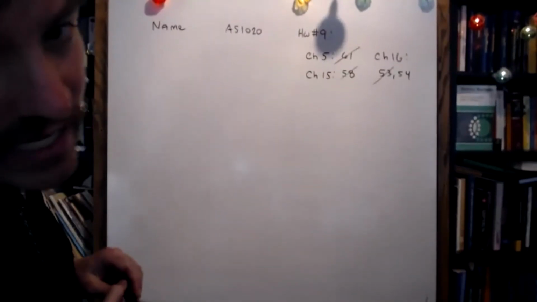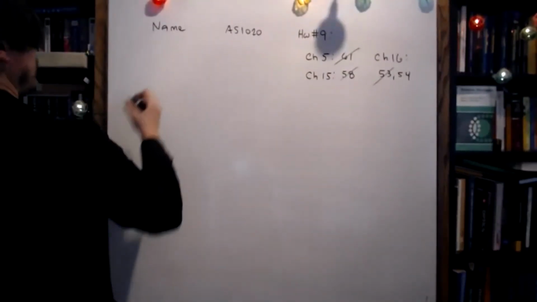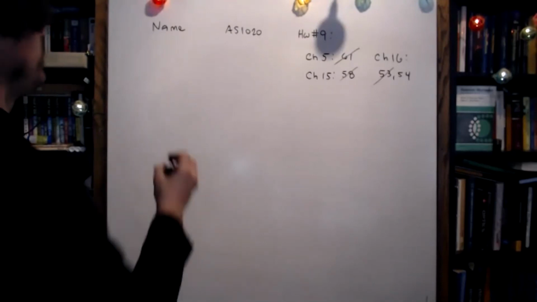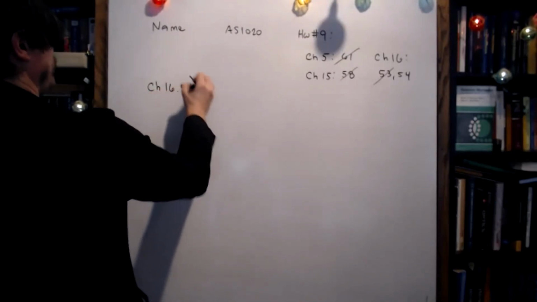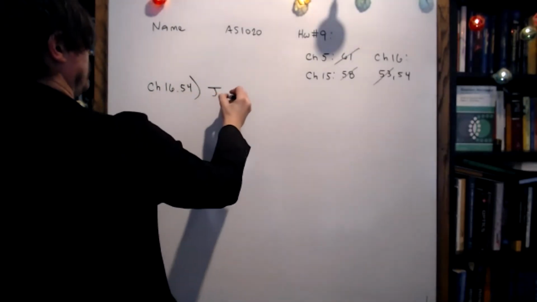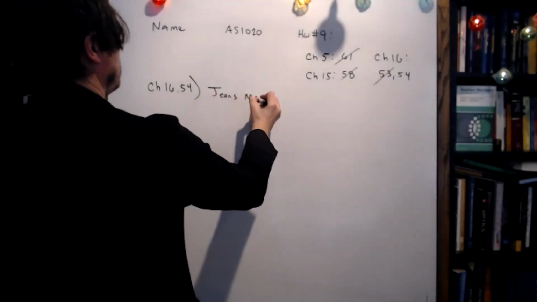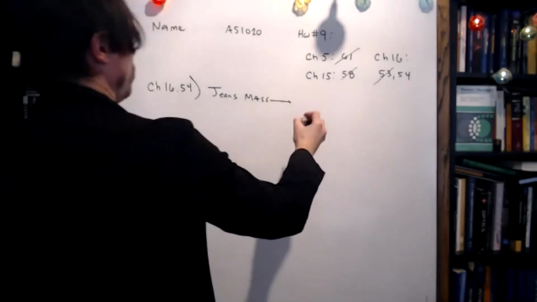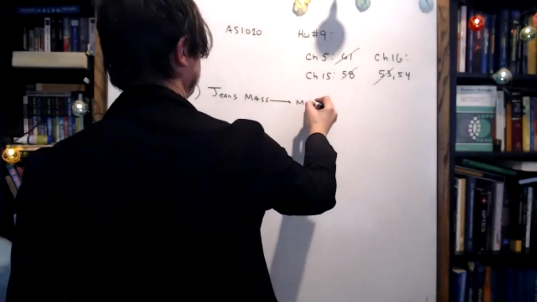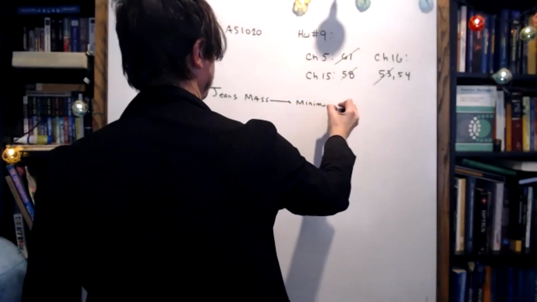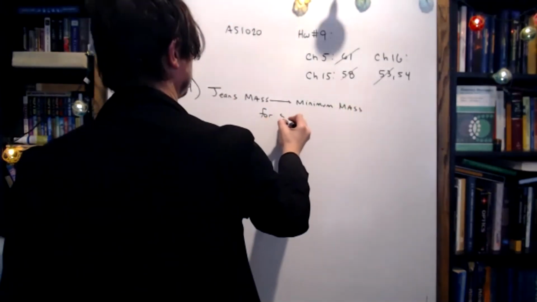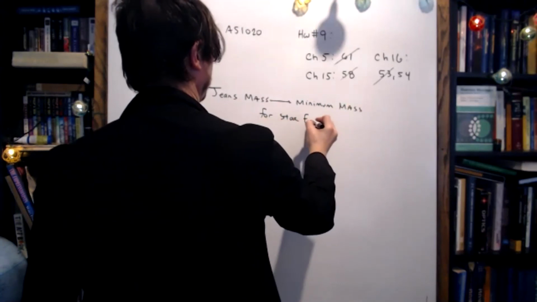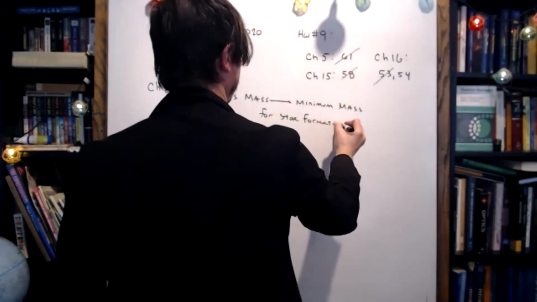Last up is us using the Jeans mass law. This is a really easy problem. Chapter 16, number 54 is using the so-called Jeans mass, which is the minimum mass for star formation.